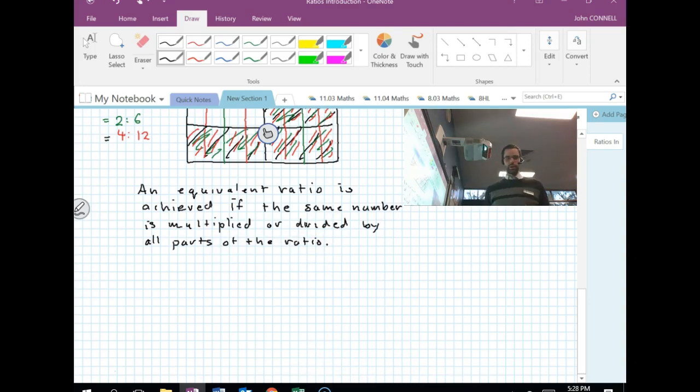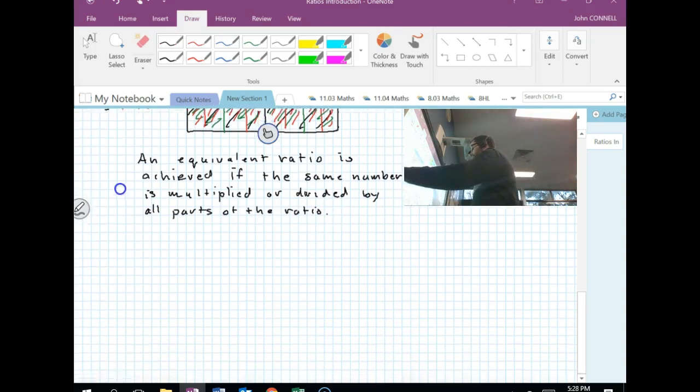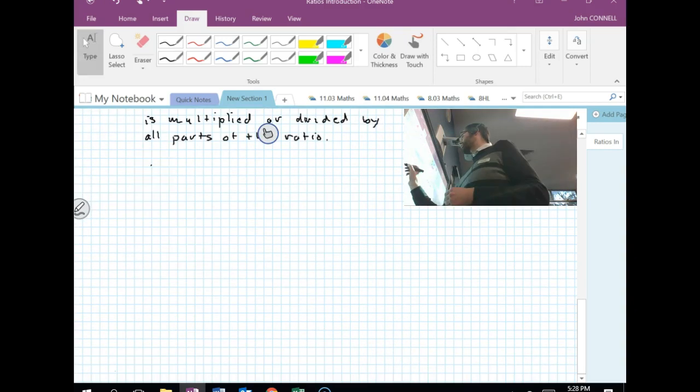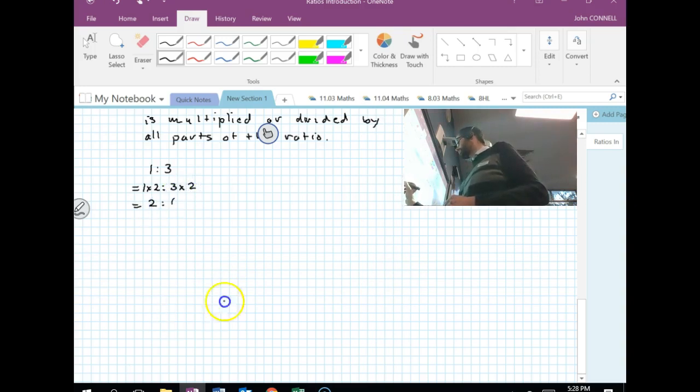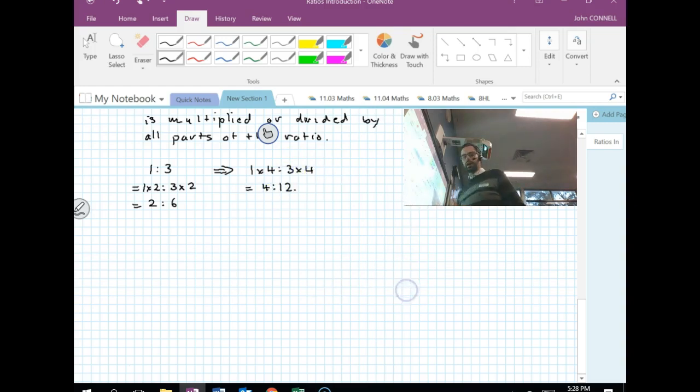So if we were to look at an example, let's say I had my ratio 1:3, to take what I did before. How could we say that 2:6 is an equivalent ratio? Well, I go 1 times 2 is to 3 times 2, which gives me 2:6. Or I could go 1 times 4 is to 3 times 4, which is 4:12. And so those are equivalent ratios.